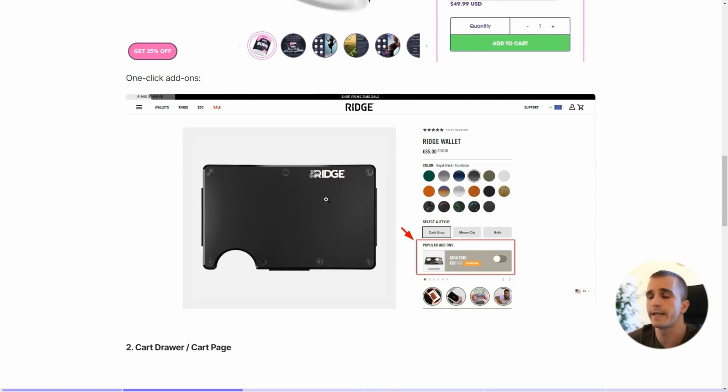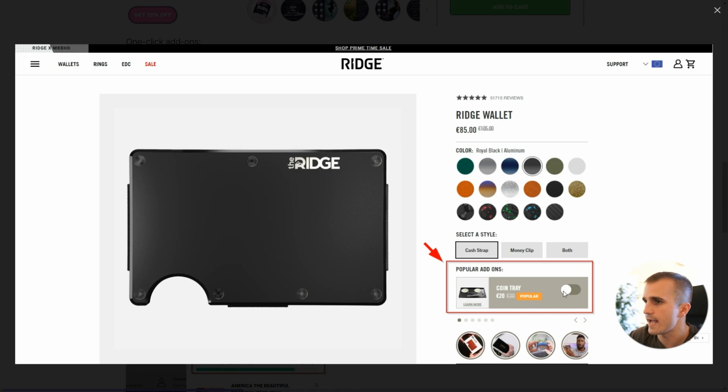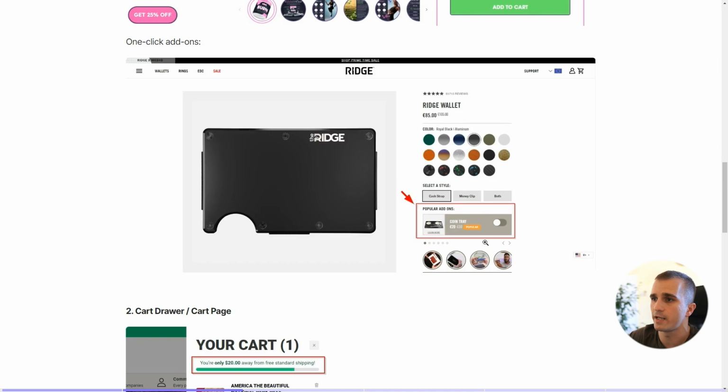Then we have one-click add-ons, and this is also a very good thing. You can just click on this add-on and this product is added to the cart. It's a low-cost product. It's only $20, but if you get a good percentage of people adding this, you will significantly increase your AOV and you will increase your profit margin.